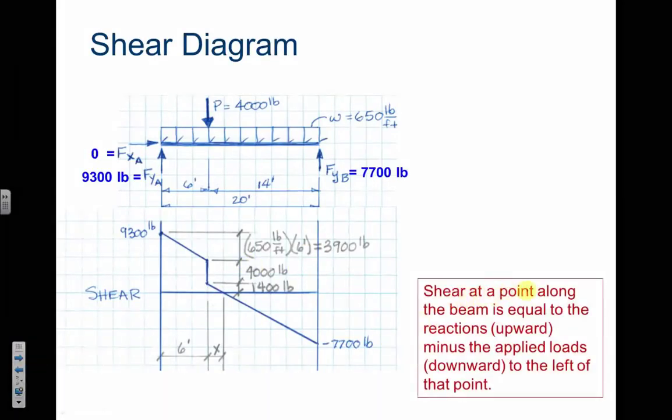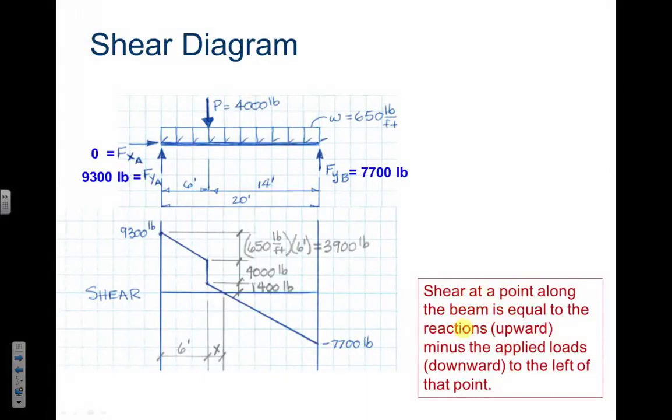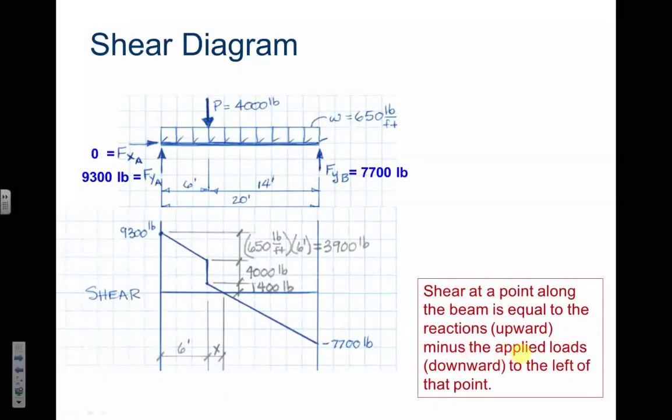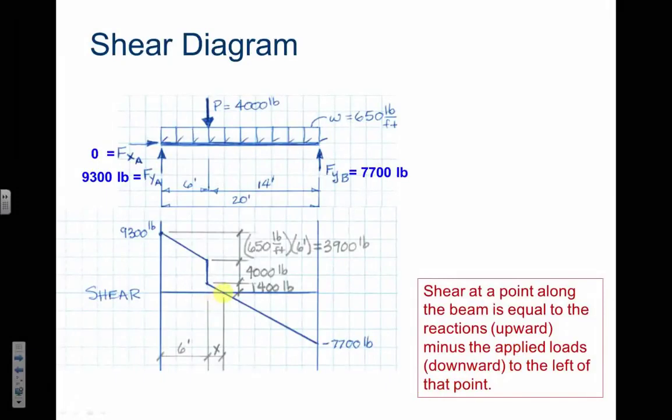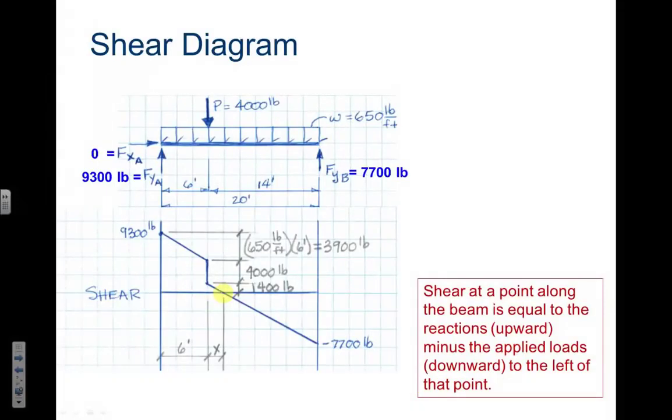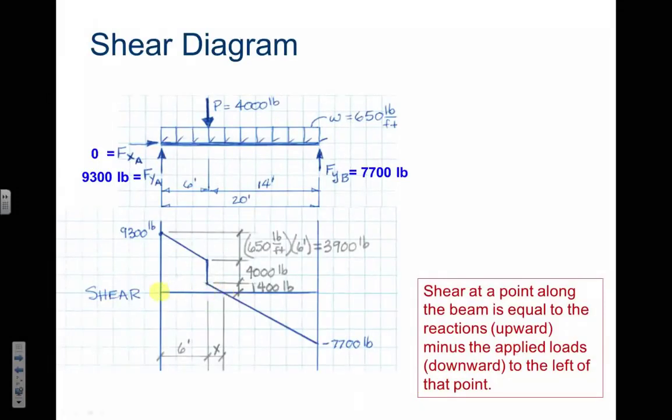Shear at a point along the beam is equal to the reactions upward minus the applied loads downward to the left of that point. This point right here, the shear is 0. Everything to the left of this point is about to become very important.